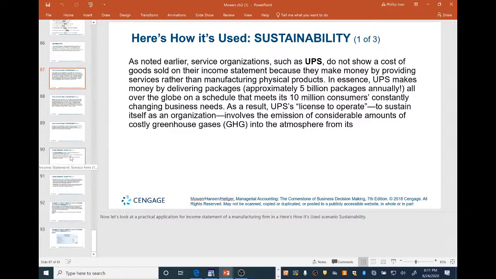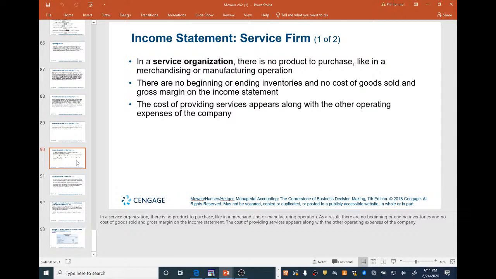So let's go ahead and jump down here. Income statement for a service firm. Once again, in a service organization, there is no product to purchase, like in a merchandising or manufacturing operation. There are no beginning or ending inventories and no cost of goods sold and gross margin on the income statement. So that whole part is just omitted because it's not relevant. The cost of providing services appears along with the other operating expenses of the company. So pretty much you're just tracking all the other expenses outside of the cost of goods sold, right?